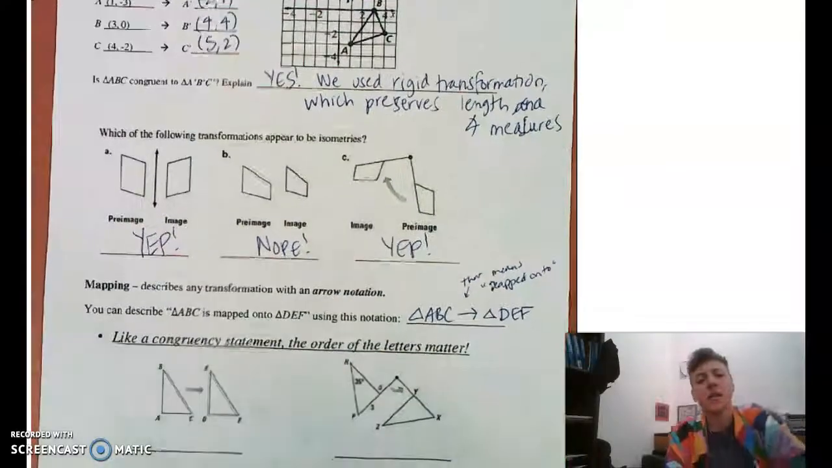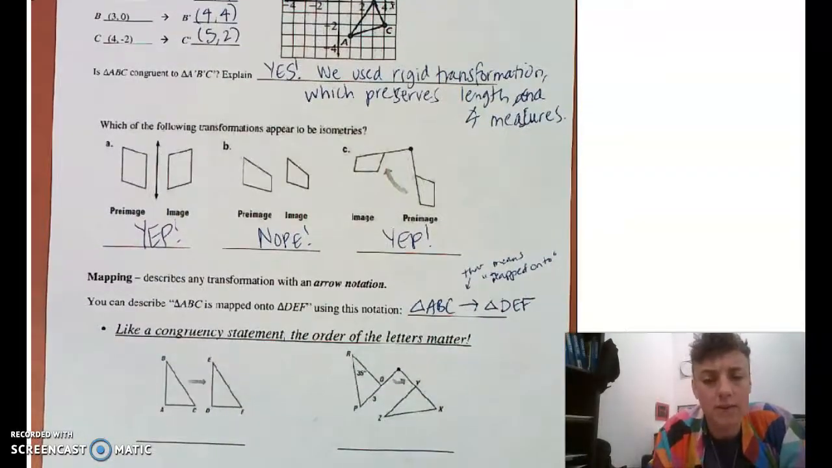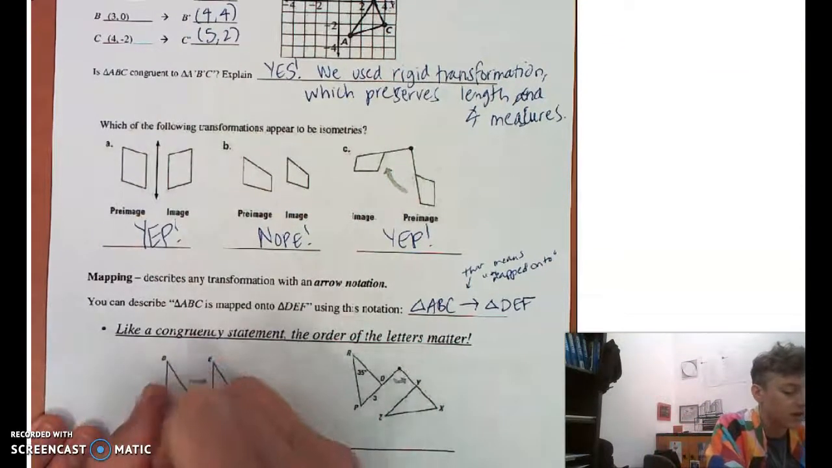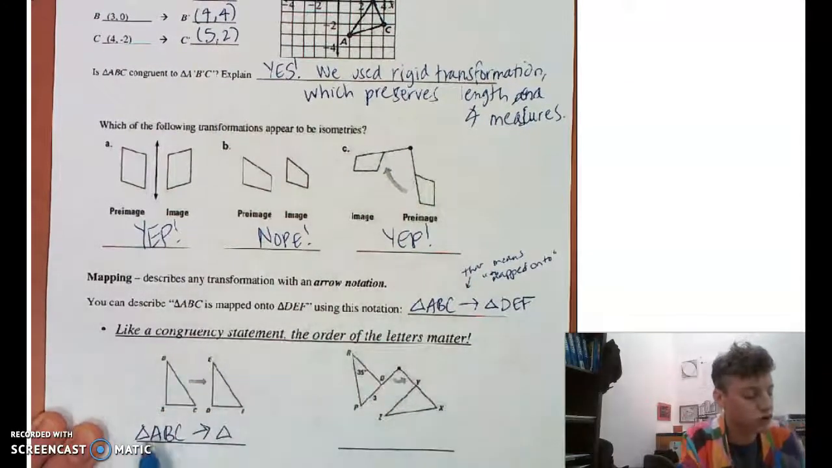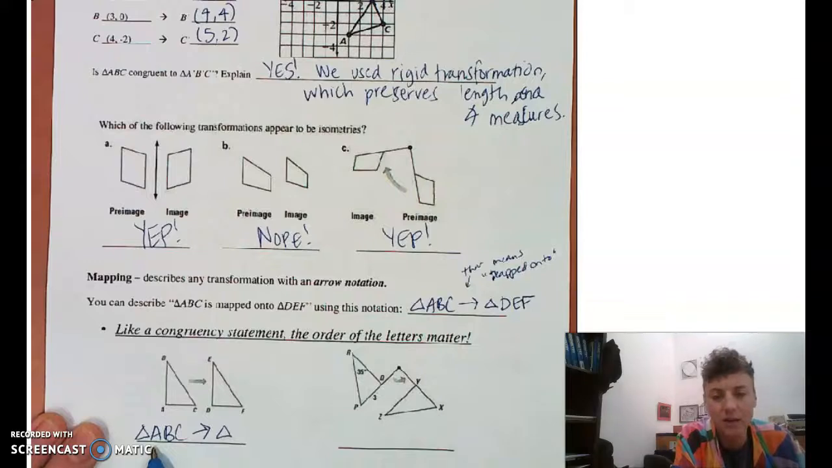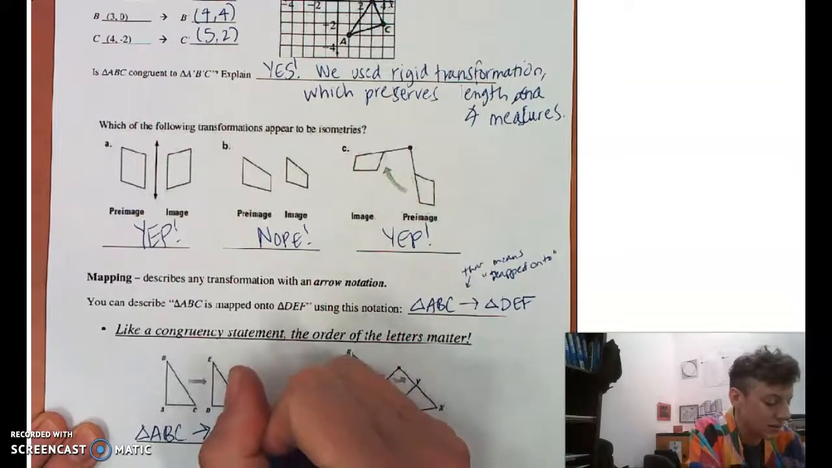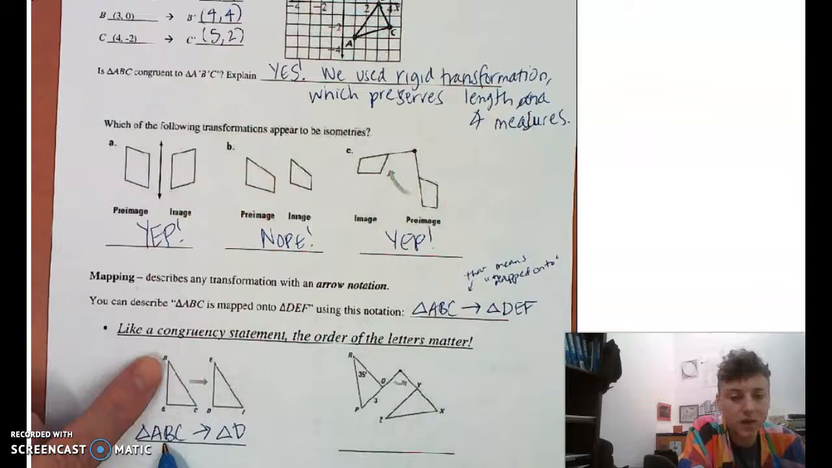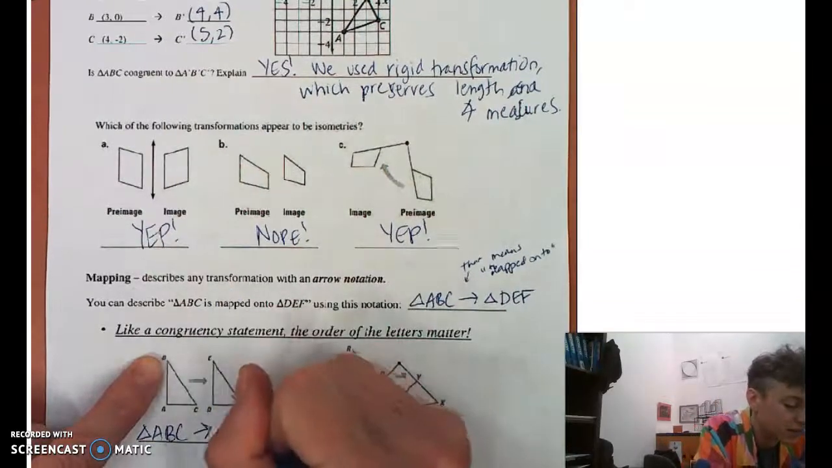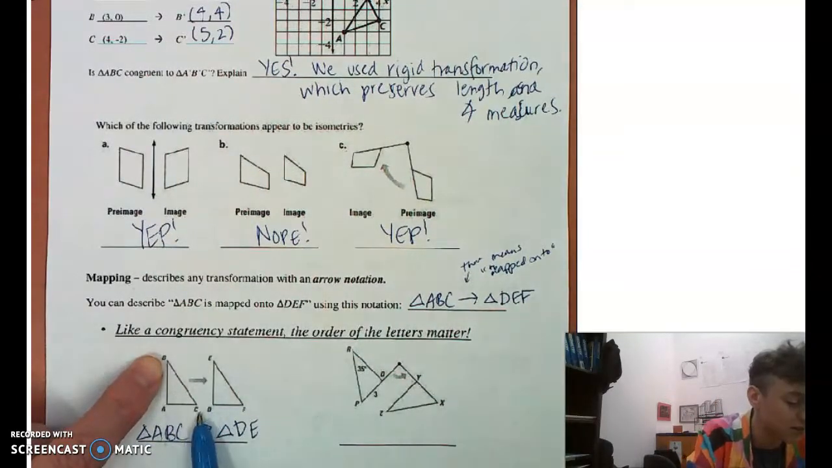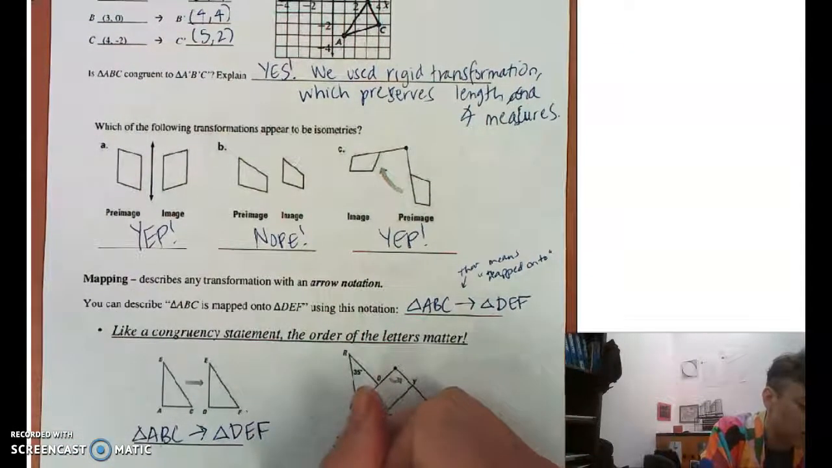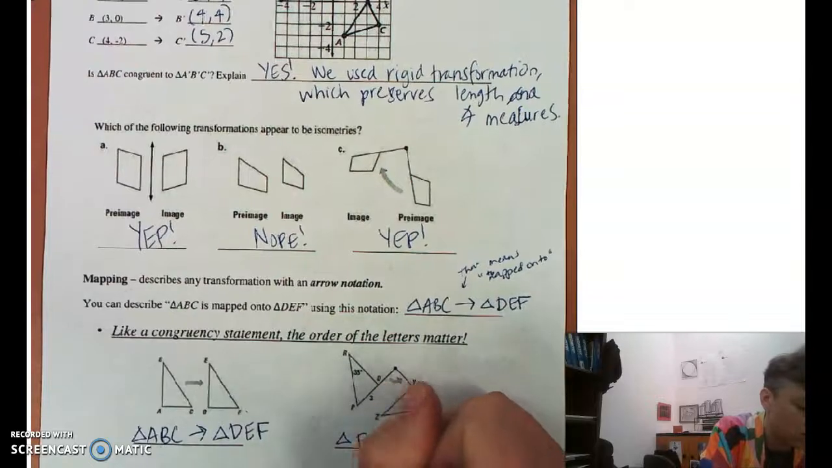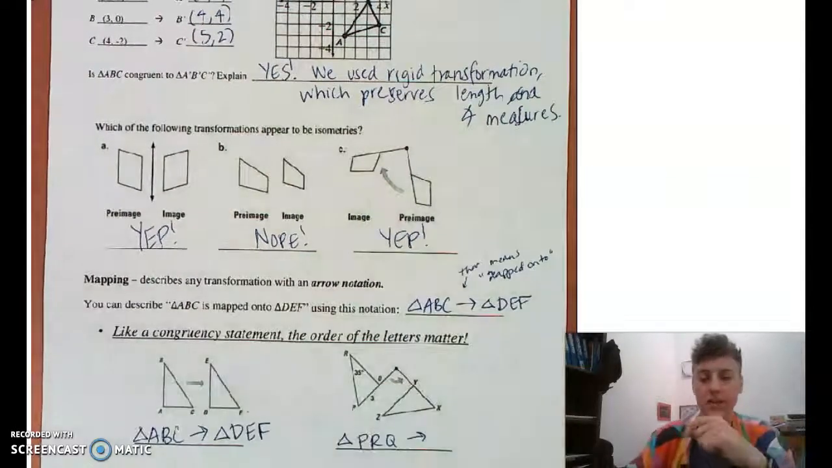And finally, like a congruence statement, the order of the letters really matters. So, if we're looking at this, triangle ABC is mapped onto triangle... Who's in the same spot as A? Just like in congruency, D. Who's in the same spot as B? You are correct, my friend, that is E, which only means that C must be mapped onto F. All right. You're going to tell me what triangle PRQ would be mapped onto.